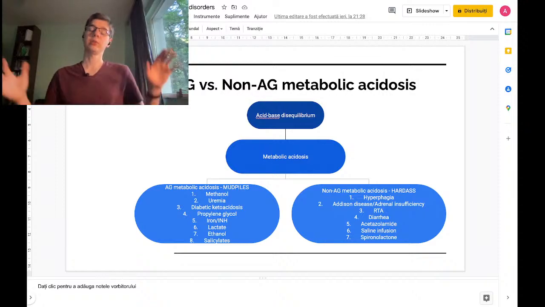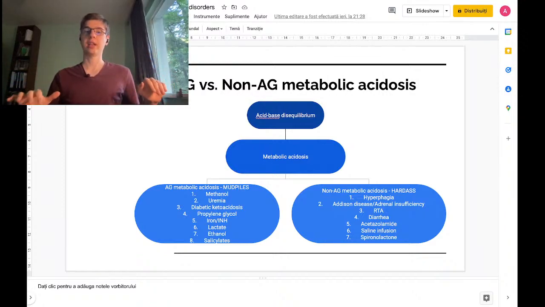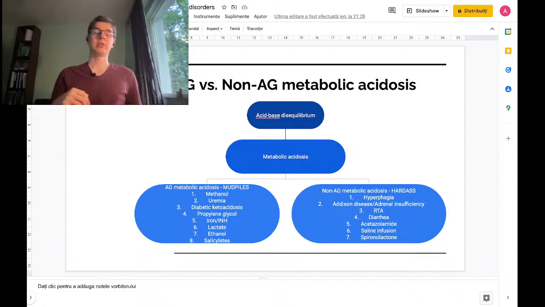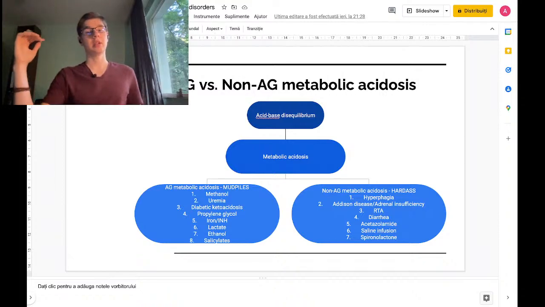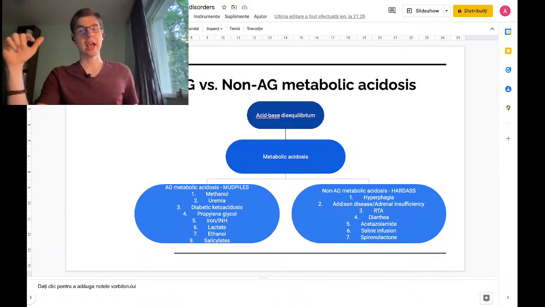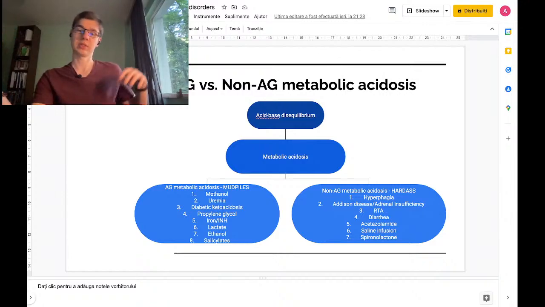Now, after we discuss the clinical scenarios for anion gap metabolic acidosis and the mnemonic, we have to consider the non-anion gap metabolic acidosis causes. We can remember them by HARDEST. HARDEST is hyperalimentation, Addison disease or adrenal insufficiency as we've seen previously, renal tubular acidosis, diarrhea, acetazolamide, saline infusion, and spironolactone.